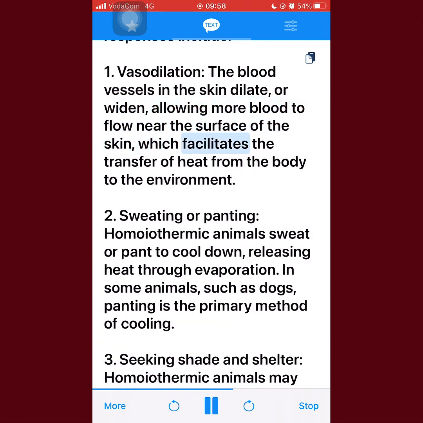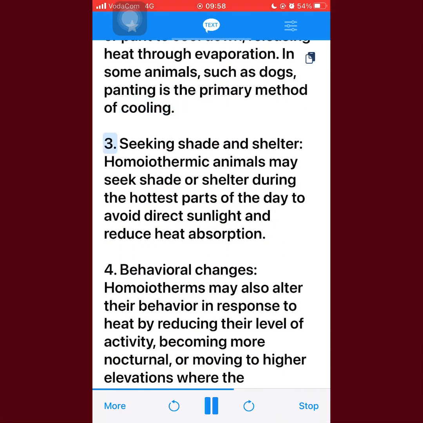skin, which facilitates the transfer of heat from the body to the environment. 2. Sweating or panting: homoeothermic animals sweat or pant to cool down, releasing heat through evaporation. In some animals, such as dogs, panting is the primary method of cooling. 3. Seeking shade and shelter: homoeothermic animals may seek shade or shelter during the hottest parts of the day to avoid direct sunlight and reduce heat absorption.